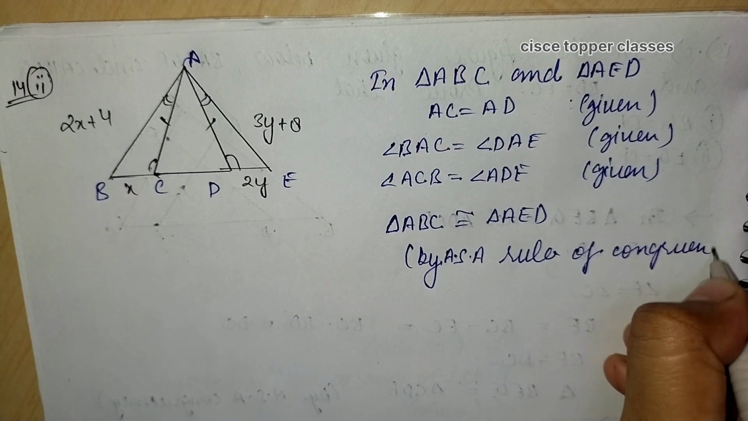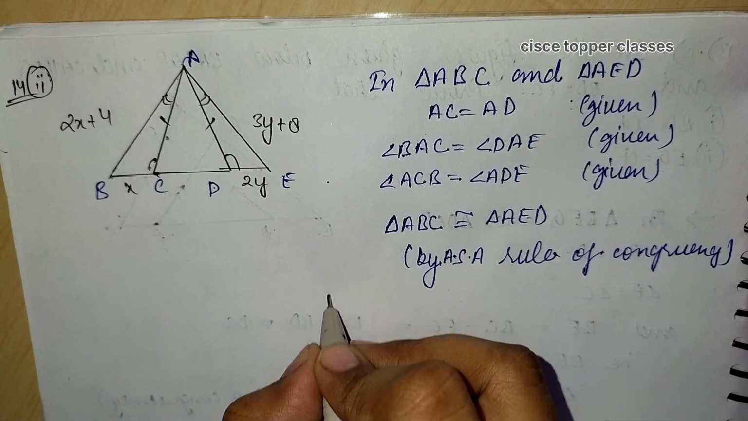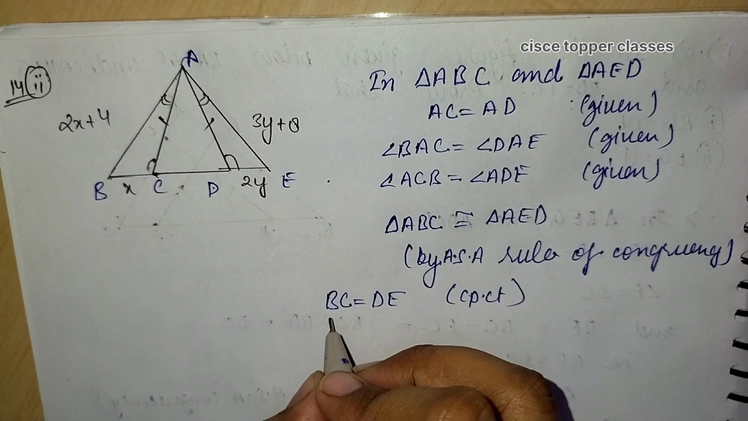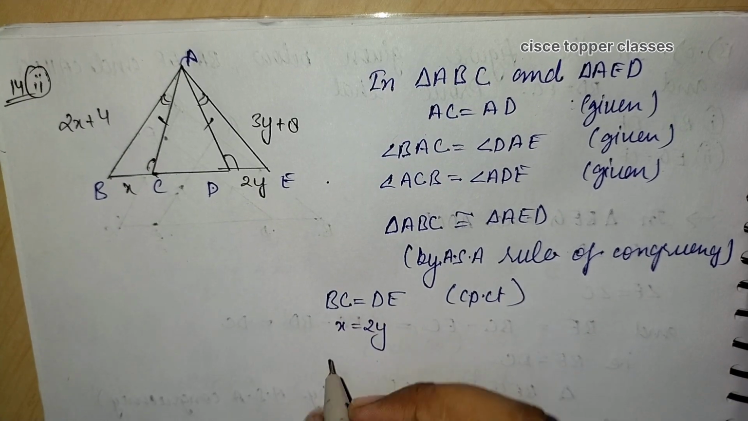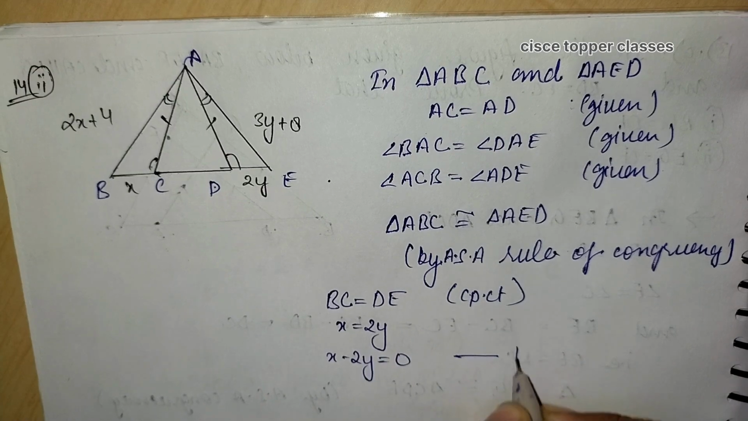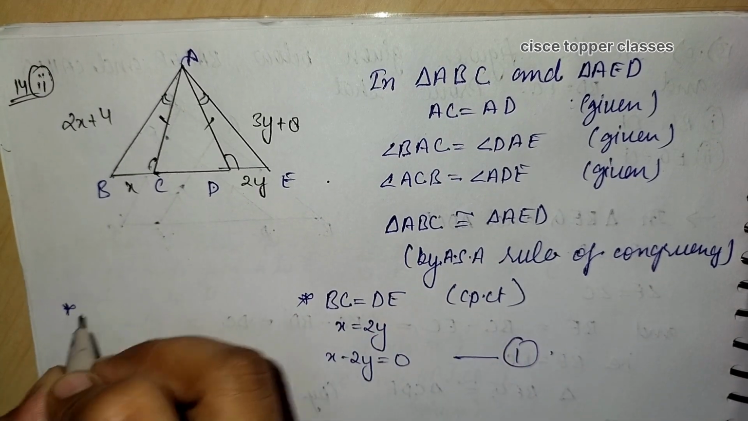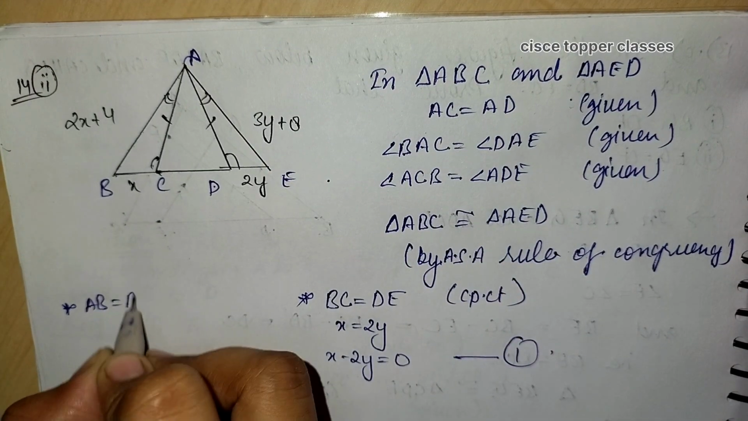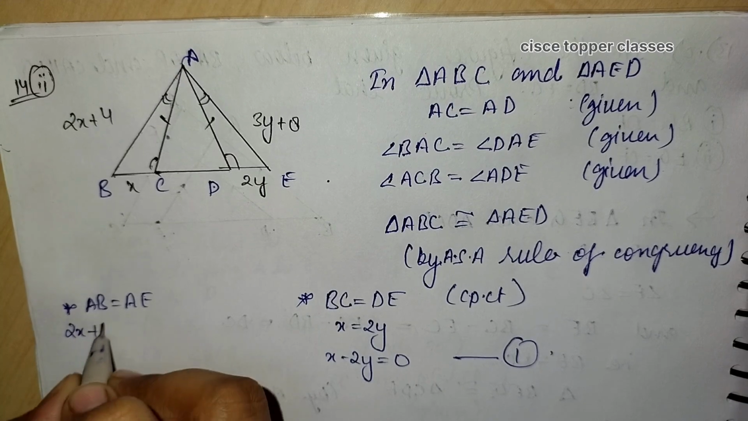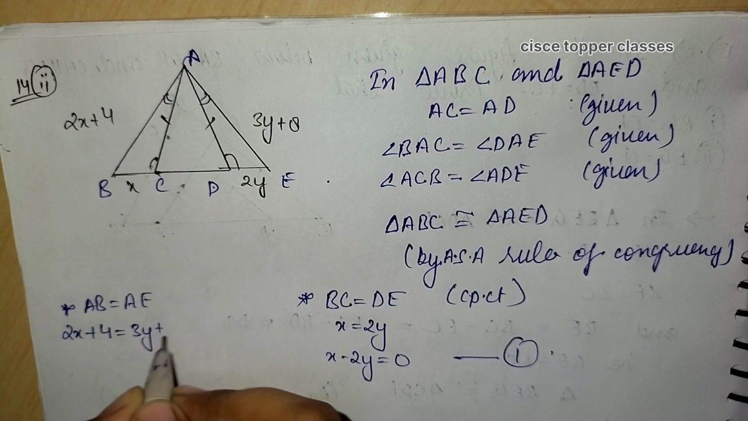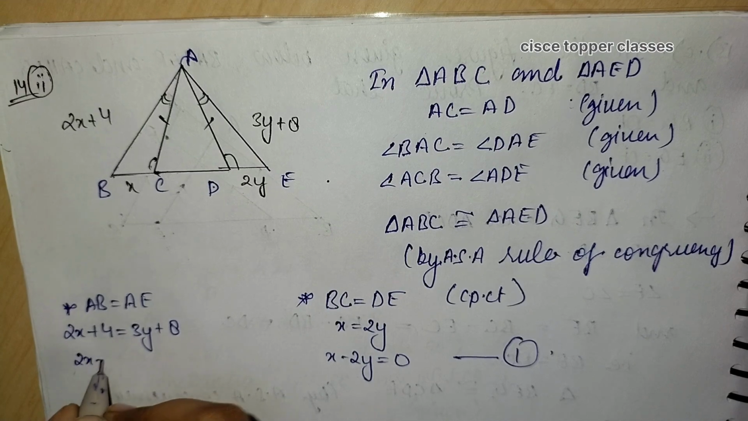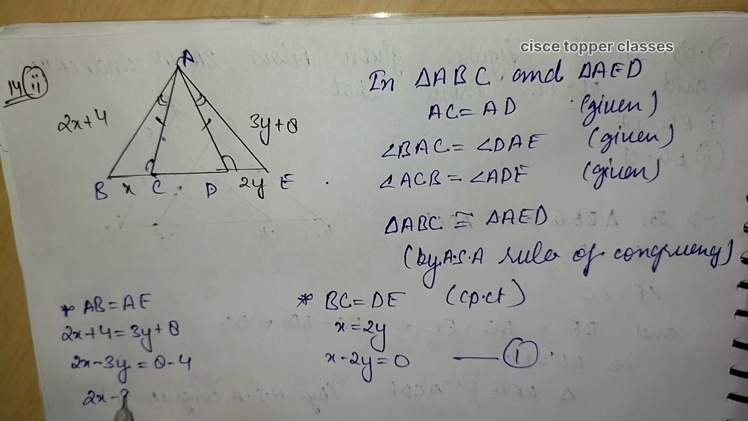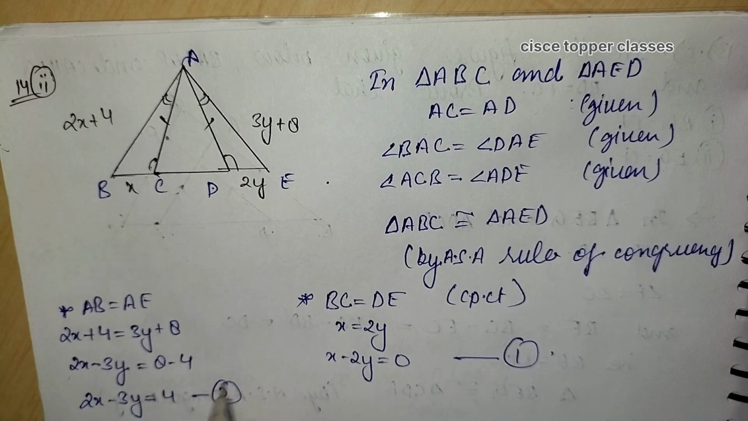From here simply we can say that BC is equal to DE by CPCT, and by putting the values, x is equal to 2y, so x minus 2y is equal to 0. Put it as the first equation. Now we have the second part, AB is equal to AE by this congruency only. So we can put it as 2x plus 4 equal to 3y plus 8, which will be 2x minus 3y equal to 8 minus 4. So 2x minus 3y is equal to 4. Put it as the second equation.